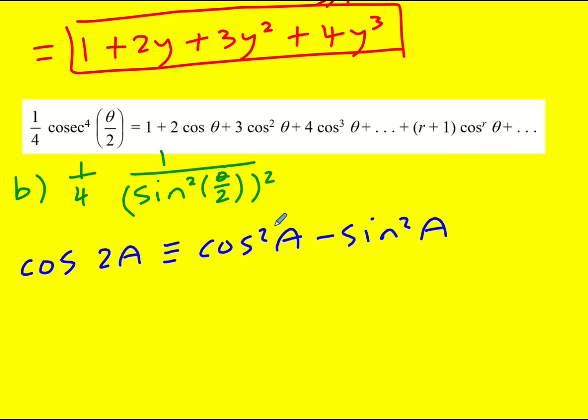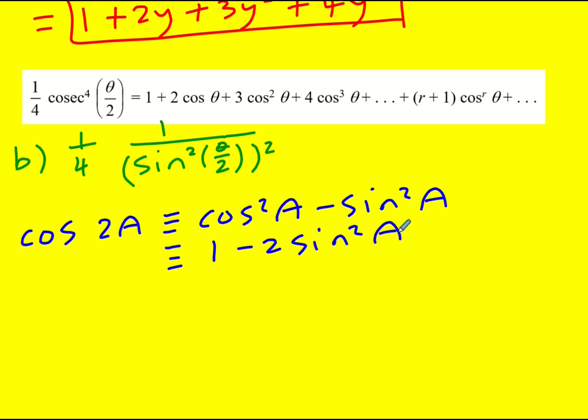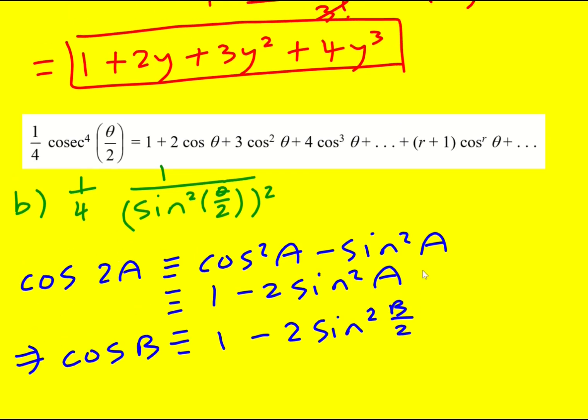I don't really want cos squared in there as well. I've got a sine squared, so I can replace cos squared by 1 minus sine squared. It's going to be 1 minus 2 sine squared a overall. And this is really good because I can now replace a by b over 2. So cos of b would be identical to 1 minus 2 sine squared b over 2. I've just replaced a by b over 2. They're the same sort of thing.